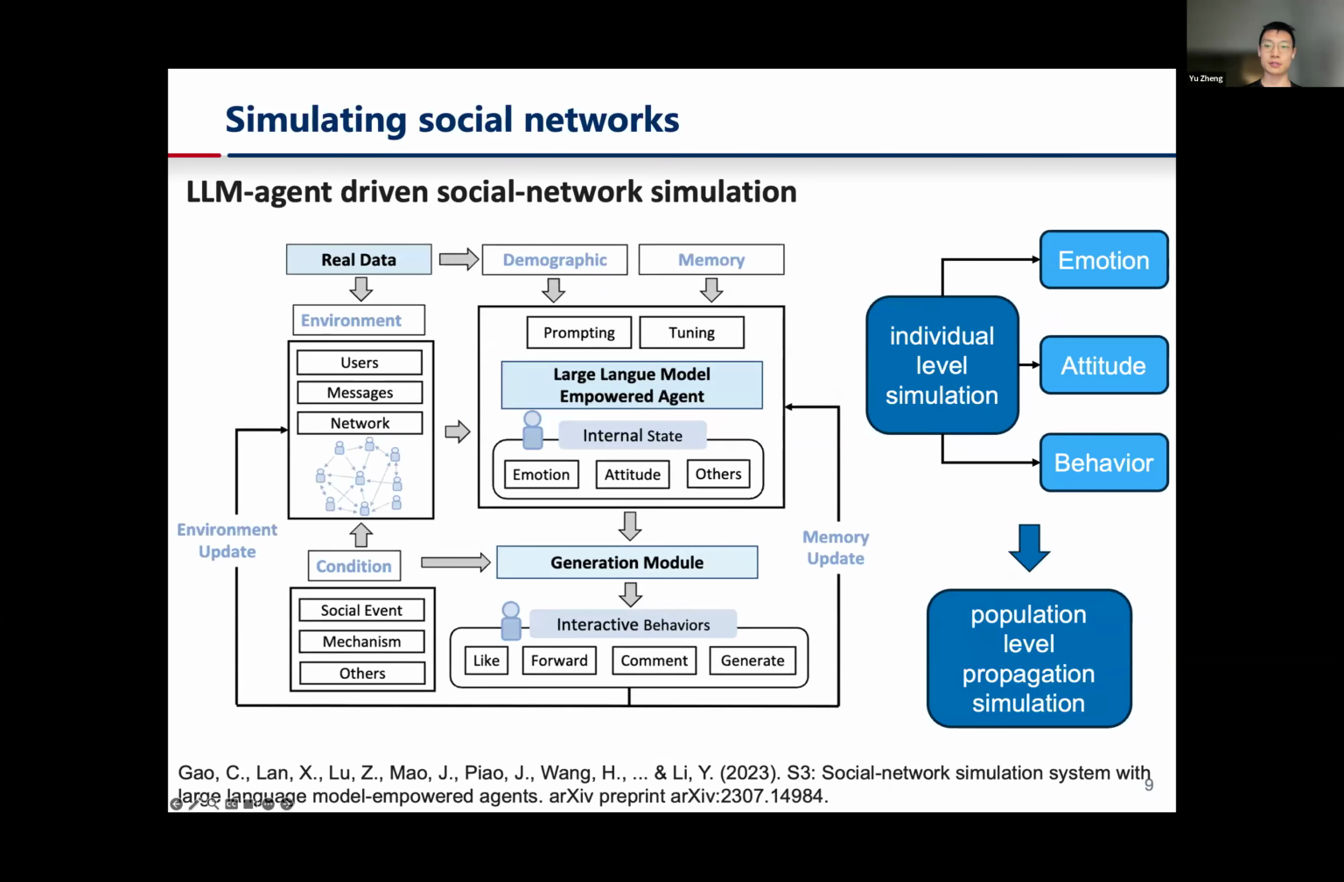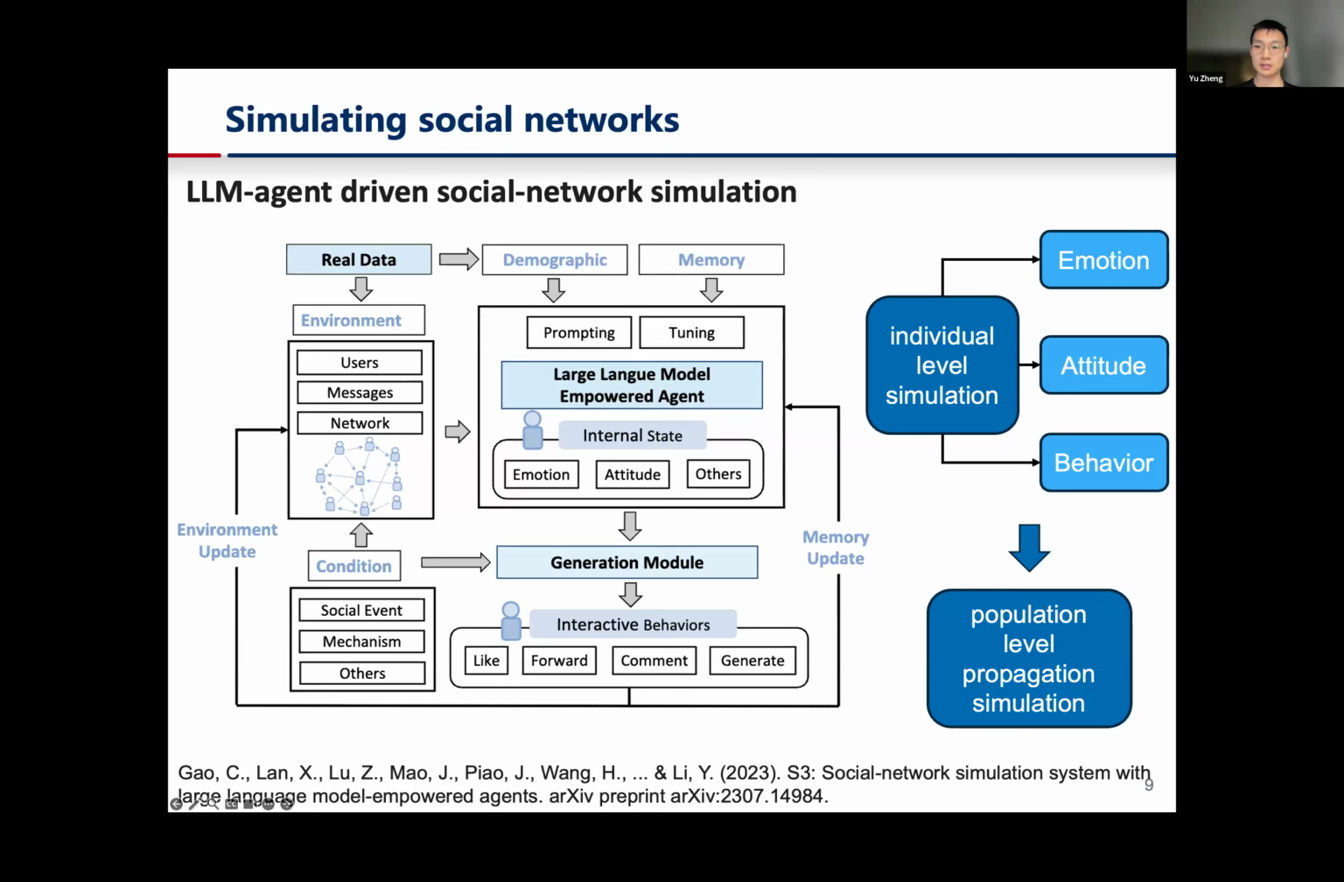So at the heart of social simulation lie two perspectives: the dynamic feedback or interaction among individuals and the states of the population. In S3, we leverage the human-like capabilities of LLMs in sensing, reasoning, and behaving to construct this simulation system. The system uses real-world social network data to establish an environment, while fine-tuning and prompt engineering techniques are also employed to ensure the authenticity of the agents' behavior within this environment.